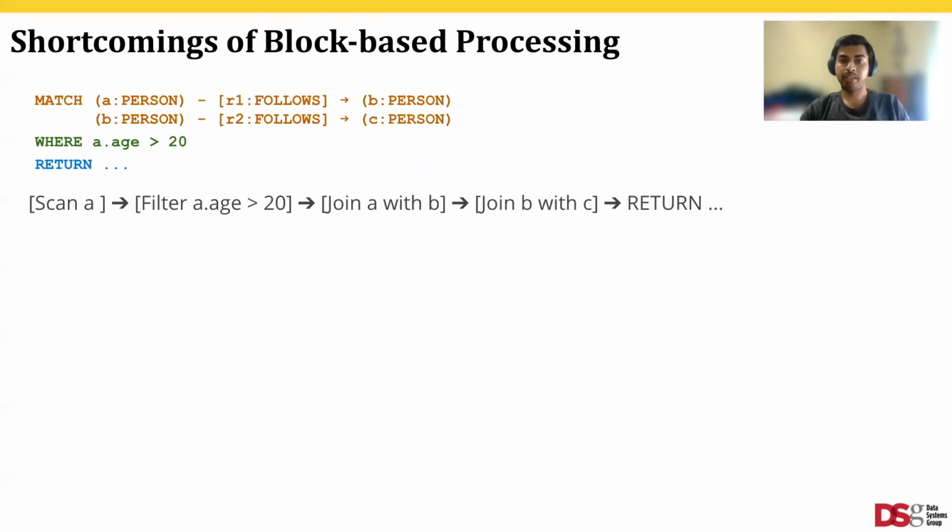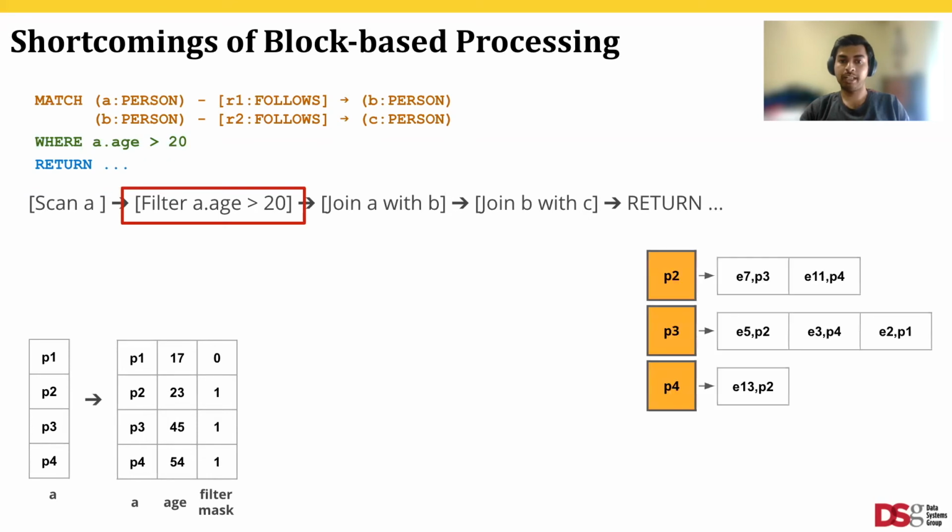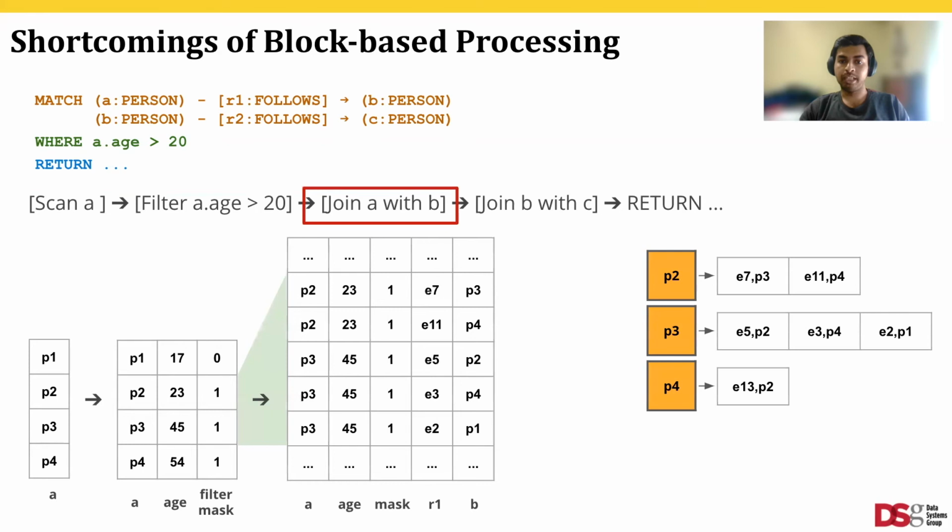and B to C. The block-based processor starts with a single vector with all person node IDs. It then reads the age column and performs filter sequentially. The result of the filter is stored in a bit mask operator. It will then join all nodes in vector A to the elements of their forward adjacency list by copying them in vectors R1 and B.